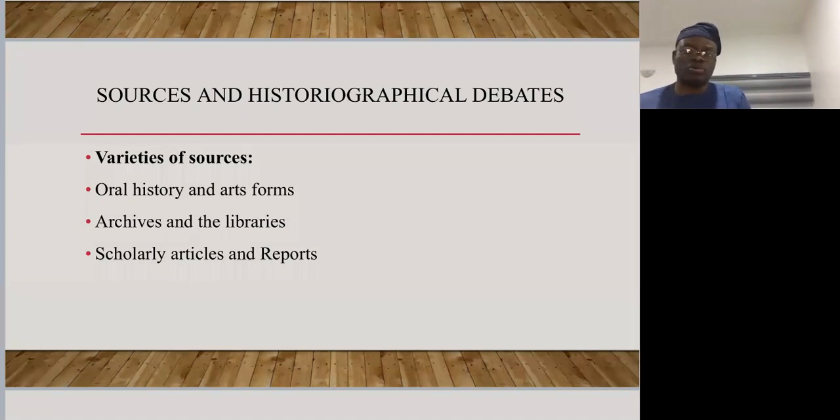The second source that we use is the archival and, by extension, library sources. Archival records are also very important in our various archives. Companies keep documents in archives. Today, you can talk about digitization.